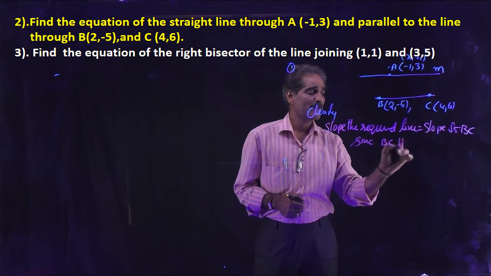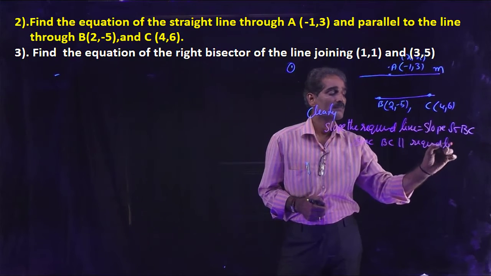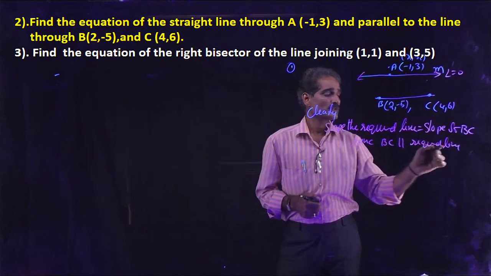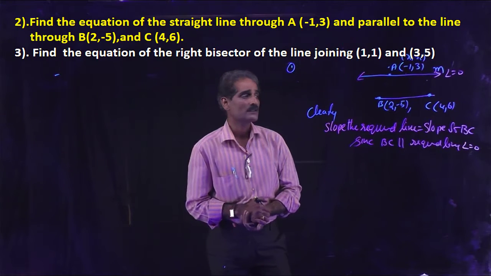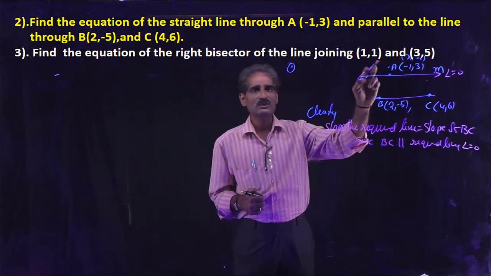Since BC is parallel to the required line, let the required line be L equal to 0. Understand? These two lines are parallel, so the slopes are equal. We have to find out this line.